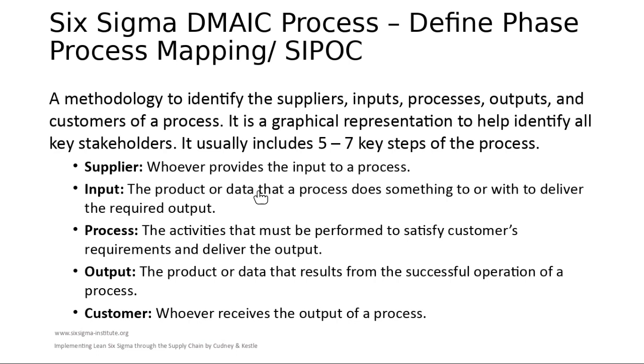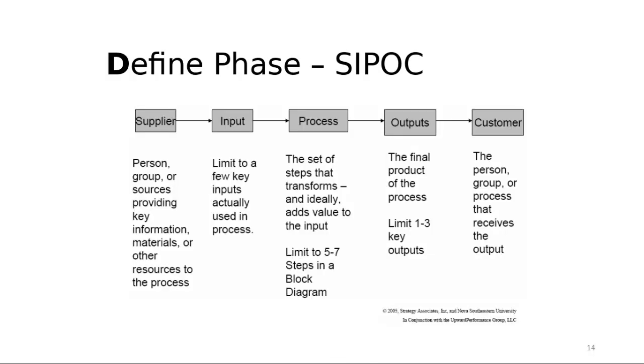The input is the product or data that a process does something to, or with, to deliver the required output. The process is the activity, and the output is, again, similar to the input definition, the result. You have to distinguish between the input and output, and supplier and customer. The customer receives and the supplier provides. You have to identify those roles in terms of understanding what the SIPOC is.